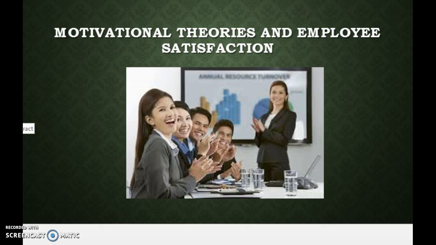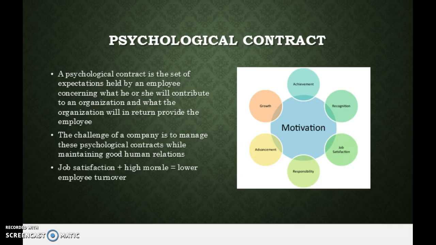Our next topic will be motivational theories and job satisfaction. A psychological contract is the set of expectations held by an employee concerning what he or she will contribute to an organization and what the organization will in turn provide the employee. The challenge of the company is to manage these psychological contracts while maintaining good human relations.